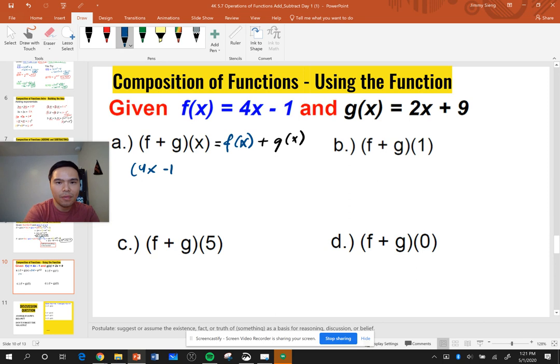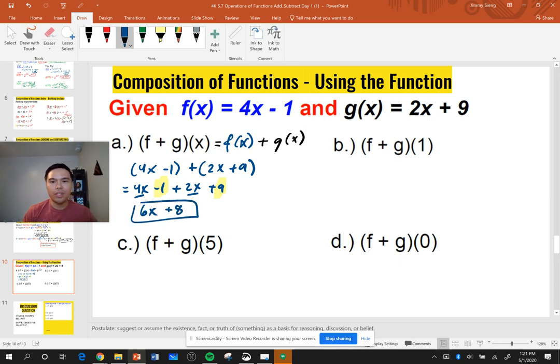So I do that, I get 4x minus 1 plus 2x plus 9. Well, this turns into 4x minus 1, right? Parentheses go away. Then I combine the like terms. Ooh, notice how the x's are the same too, right? You have 4x plus 2x. So that's going to give me 6x plus 8. And that is my general solution.